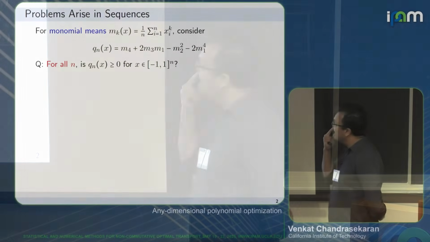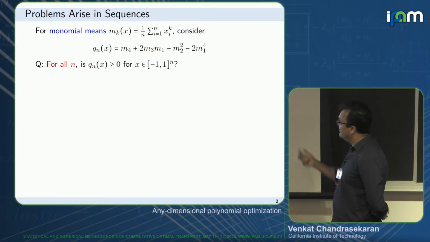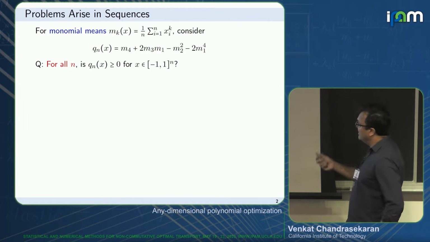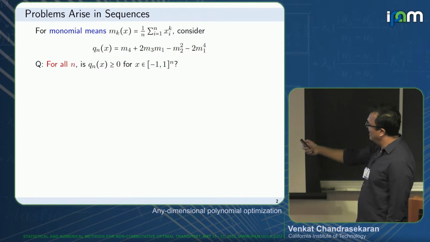So what do I mean by any-dimensional problems, or problems that arise in sequences? I have a few examples on the slide. The first one is what we'll call the monomial means problem.